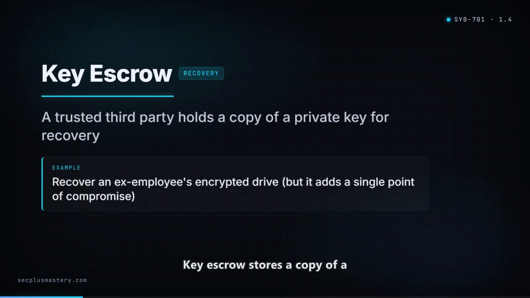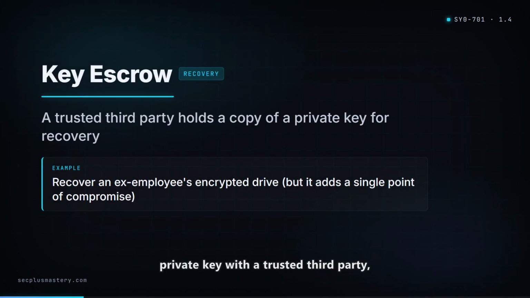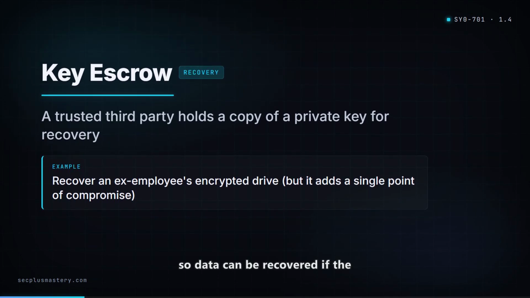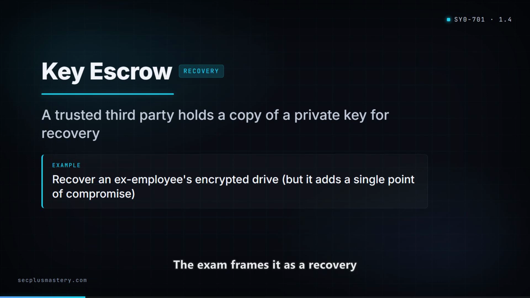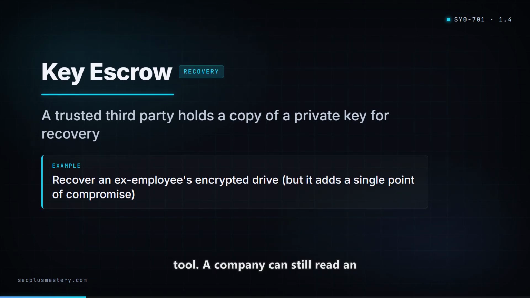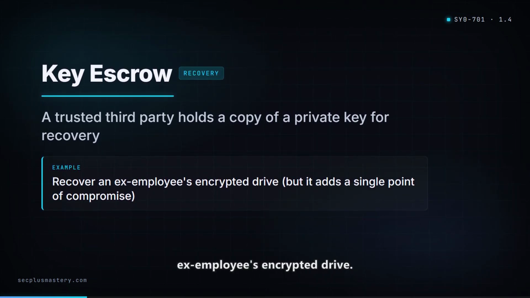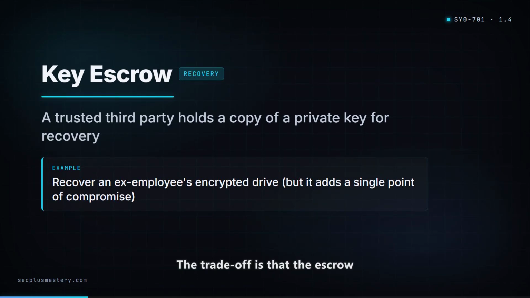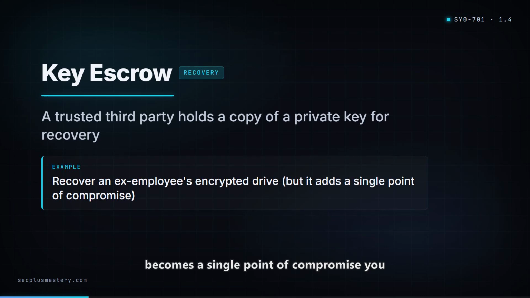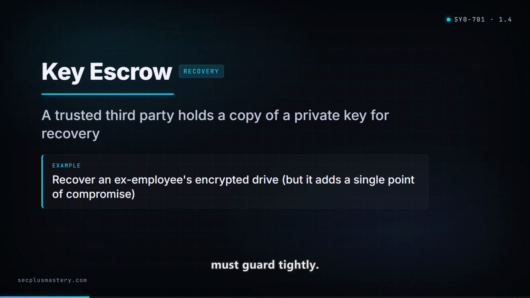Key escrow stores a copy of a private key with a trusted third party, so data can be recovered if the owner loses the key. The exam frames it as a recovery tool. A company can still read an ex-employee's encrypted drive. The trade-off is that the escrow becomes a single point of compromise you must guard tightly.